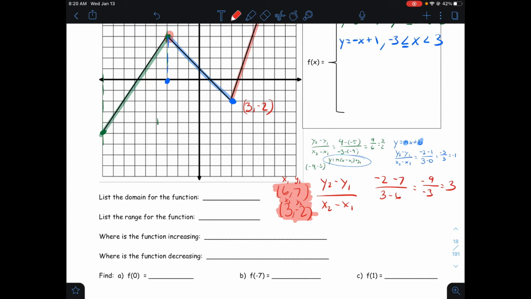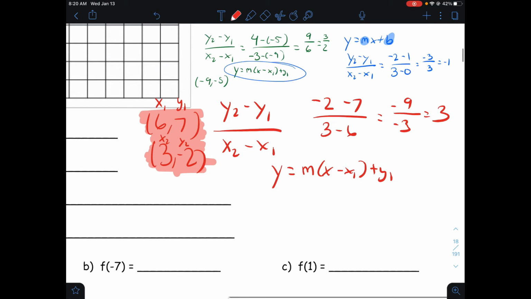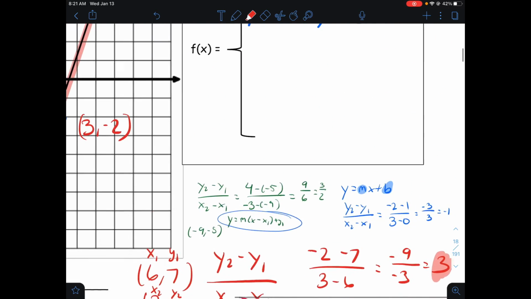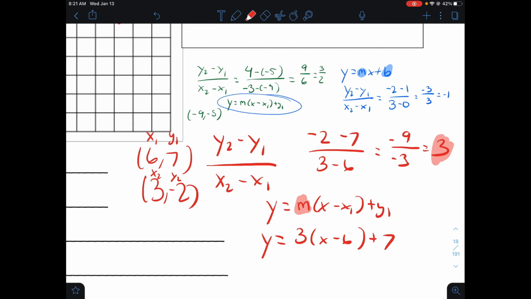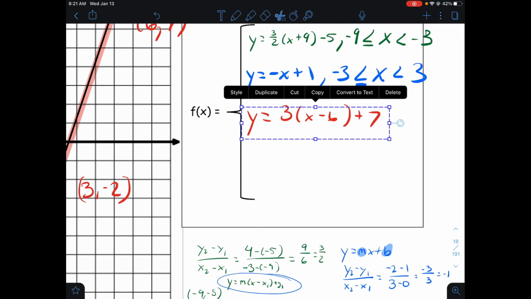Now we're going to plug it into point slope form. Point slope form is that. So we're going to plug in our slope into m, and then we can pick a point to plug in for x1 and y1. We'll just use the x1 and y1 we were given. So we'll say y equals 3 times x minus 6 plus 7. Notice how the sign of the 6 changes, right? Because when you plug in for x, the sign changes. When you plug in for y, the sign stays the same. So this is our equation for the last part.